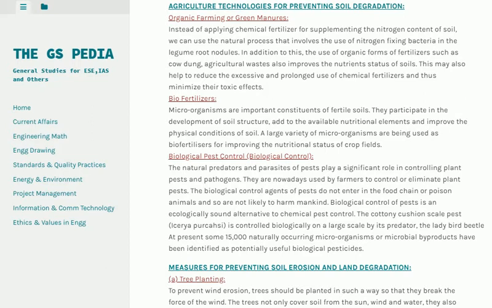The cottony cushion scale pest Icerya purchasi is controlled biologically on a large scale by its predator, the ladybird beetle. At present some 15,000 naturally occurring microorganisms or microbial byproducts have been identified as potentially useful biological pesticides.